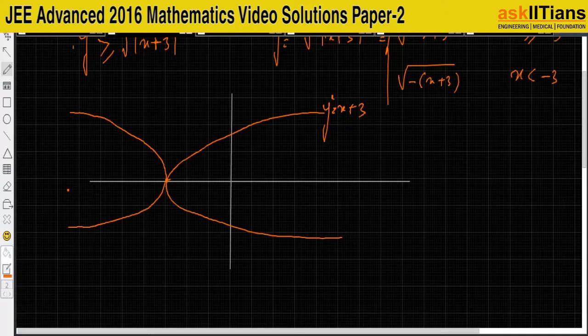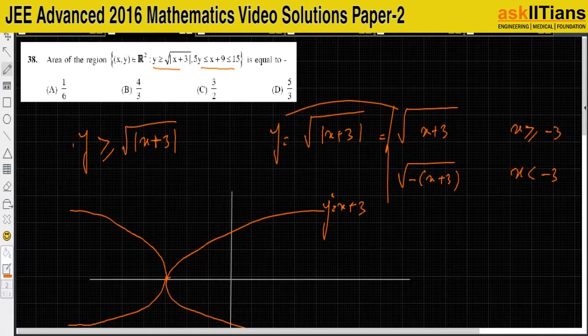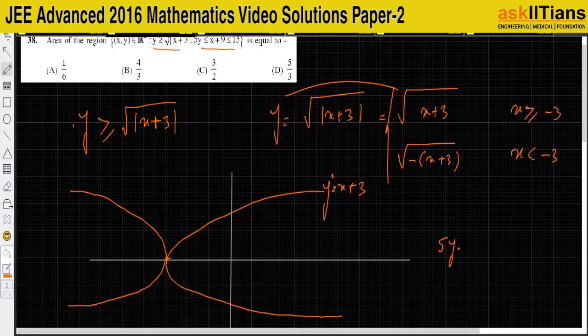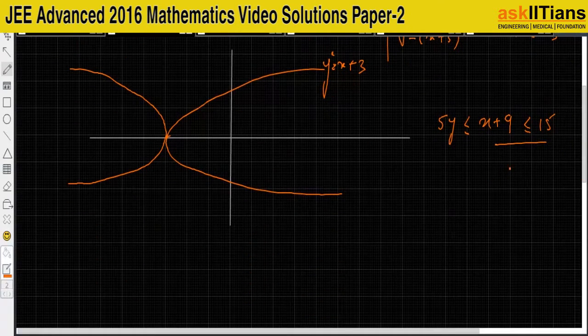Now there are two more lines which are given, that is, 5y is less than or equal to x plus 9, and x plus 9 is less than or equal to 15. So from here I'll actually get two lines. From this, x is less than or equal to 15 minus 9, so that will be x less than or equal to 6, and here 5y is less than or equal to x plus 9.